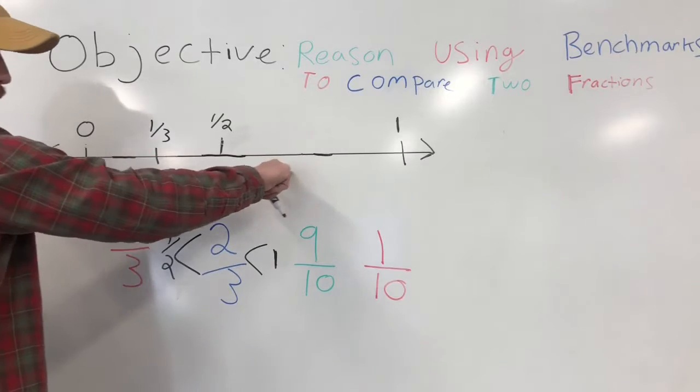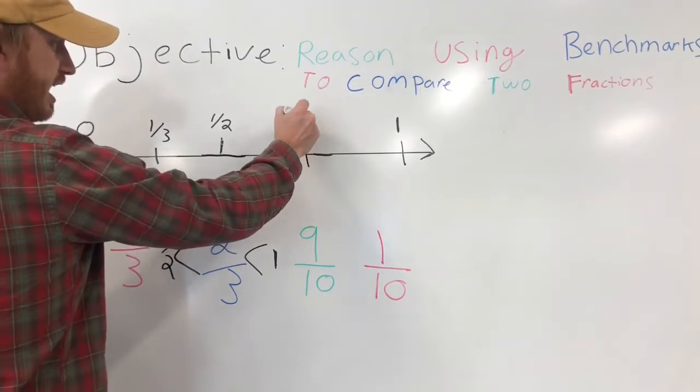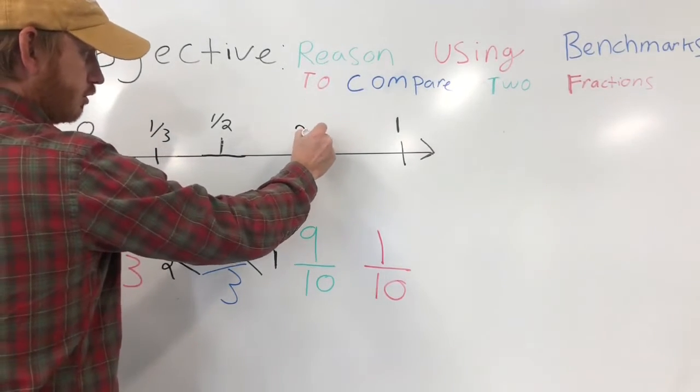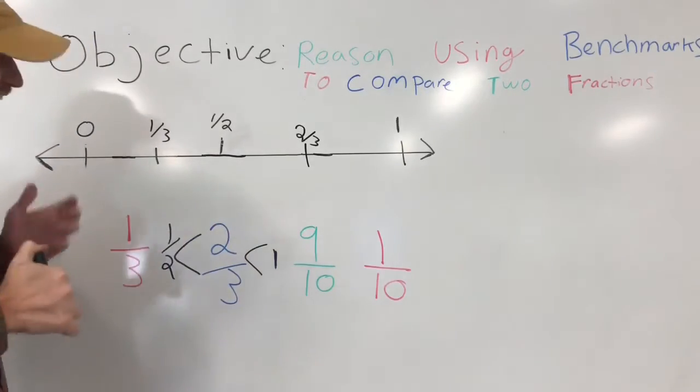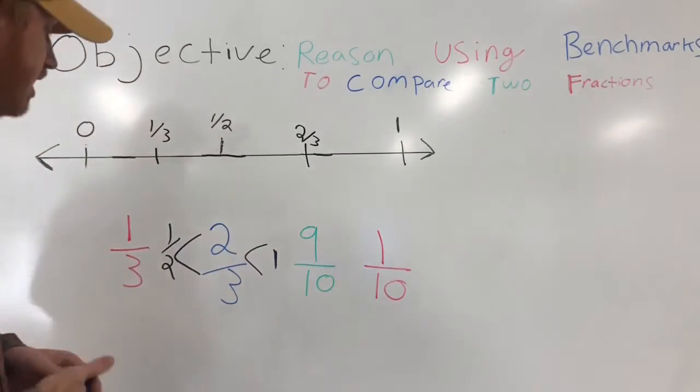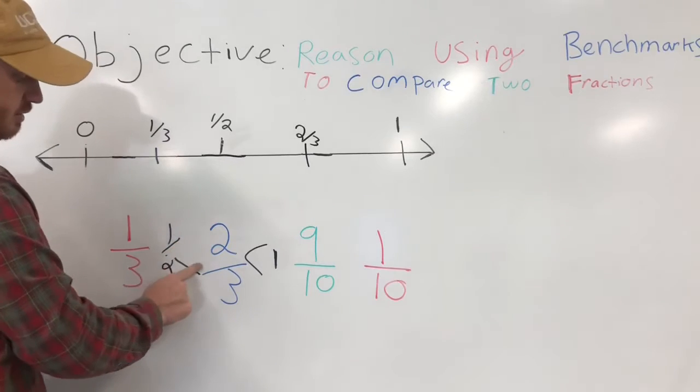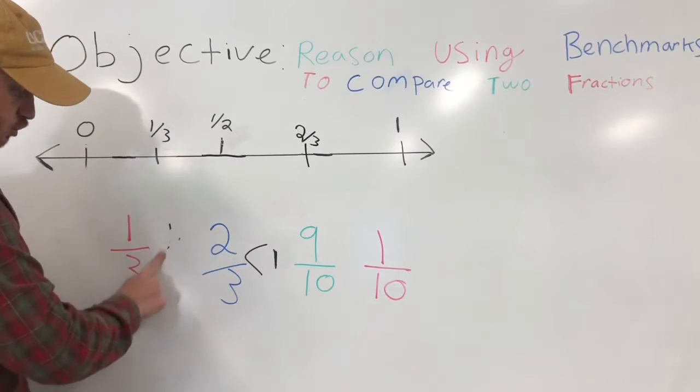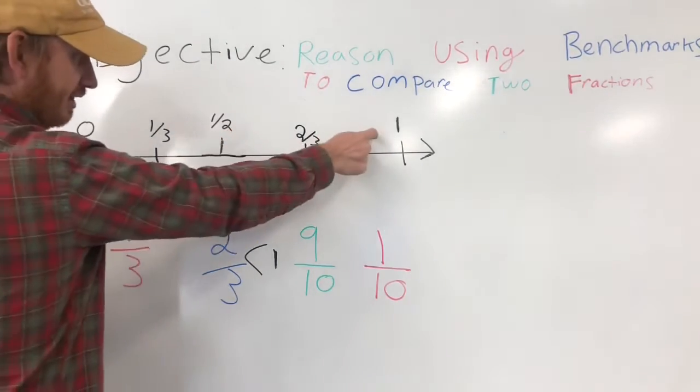So that means that somewhere in here, we're going to have 2/3. And again, that's not perfect on the number line, but it's pretty close, because I know that 2/3 is greater than 1/2 and less than 1.